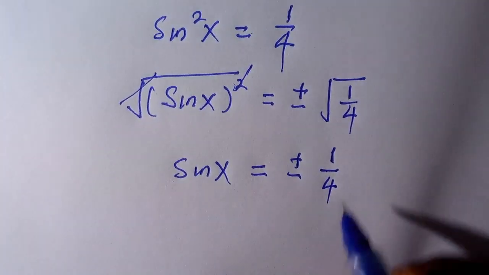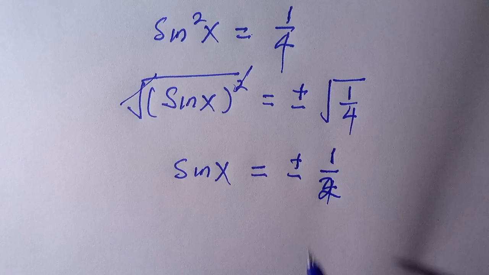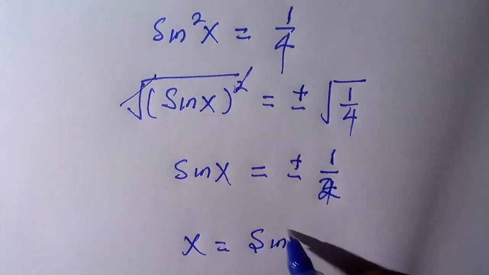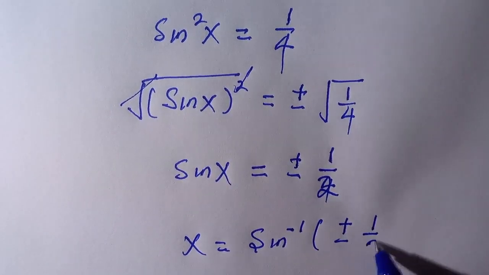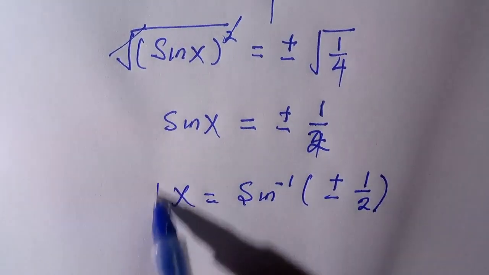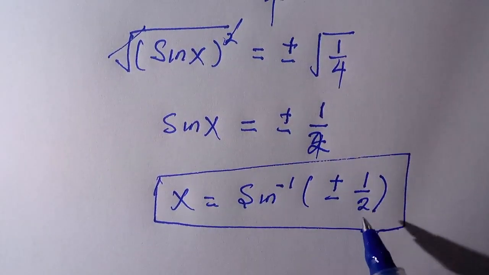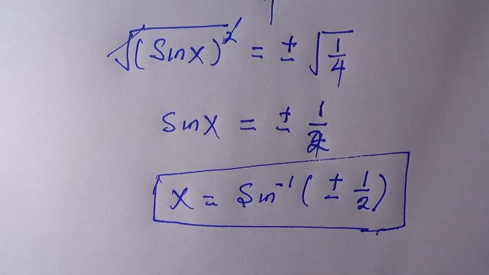And to get the value of x here, we are going to take the sine inverse of both sides. So here we have x equals sine inverse of plus or minus 1 divided by 2. And this is the first solution to the value of x. And indeed, we can get the numeric value of it, by considering the first one as 30, minus 150, and others like that.